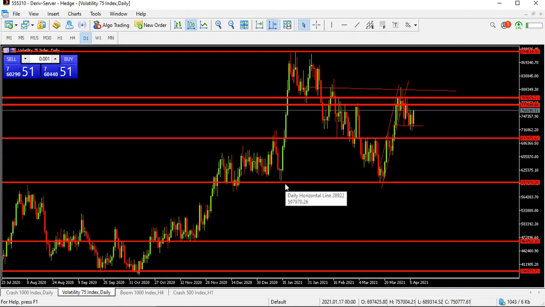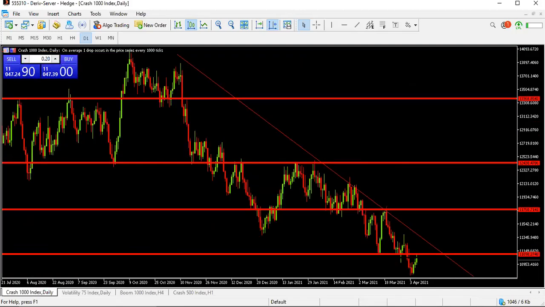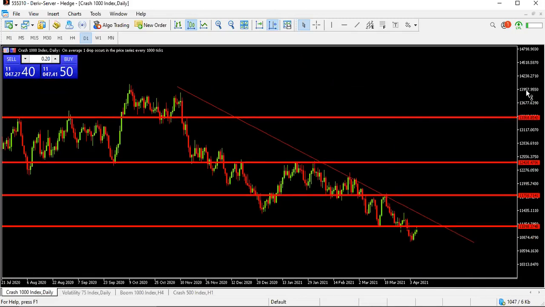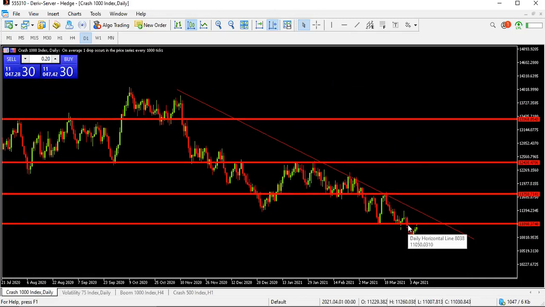Let this ring in your ear like music. Allow a market to break through your support or resistance zone, but it will surely come back for a retest. Buy the retest or sell the retest. It is safer for you to sell the retest. Like now, let me show you Crash 1000. Now, Crash 1000 has broken through a zone.